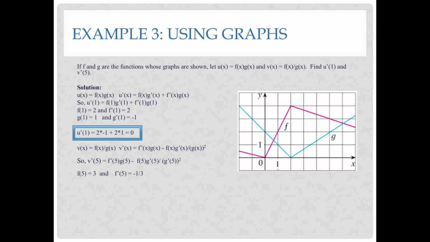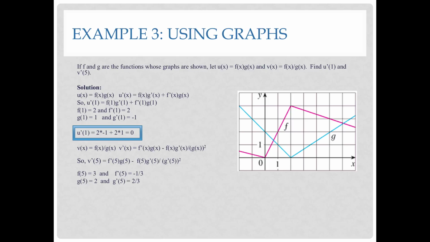So now, f of 5 equals 3. We know that by going to f of 5 and finding that it is equal to 3 here. And f prime of 5 is negative 1/3. We take the slope of the line at f of 5, and we see that it goes over 3 times and down once, so the slope is a negative fraction.